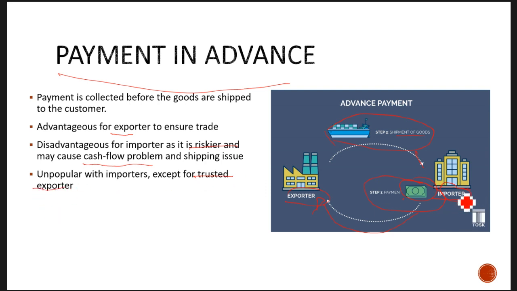For example, an importer has already built a very good trust with the other exporters. This will be the exception of this payment, because the main problem in this method is just the trust issue. And also some exporters insist on using this payment. However, they tend to lose in the competition, because only a few importers prefer this type of payment.